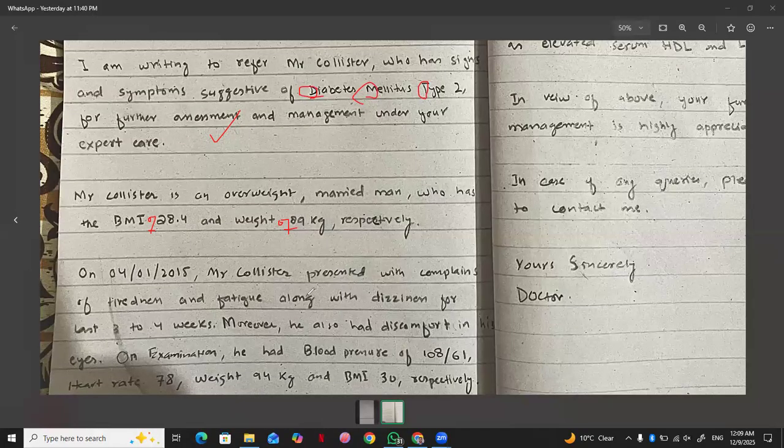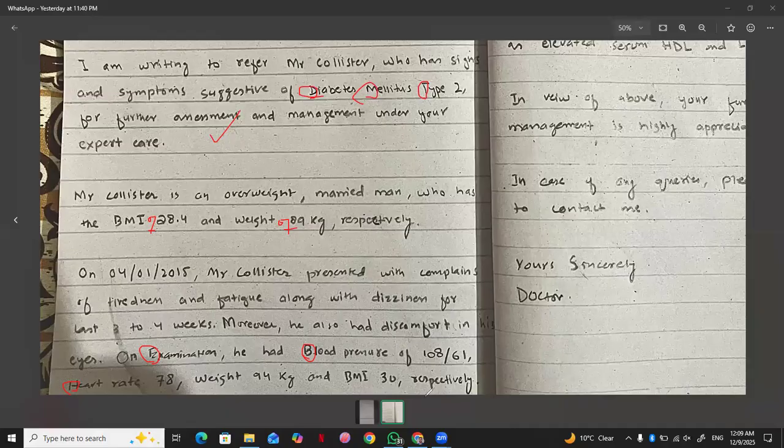On the state, Mr. Cholester presented with complaints of tiredness and fatigue along with dizziness for the last 3 to 4 weeks. Moreover, he also had discomfort in his eyes. On examination, this E should be smaller. B should be smaller. Blood pressure of 108 over 61. Heart rate, H should be smaller, 78, weight 94 kilogram, and BMI 30 respectively.